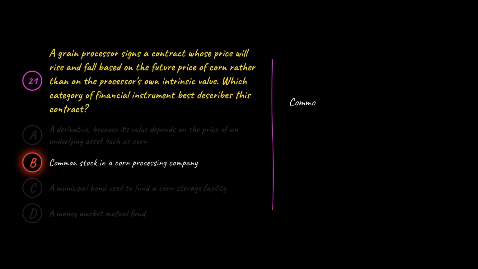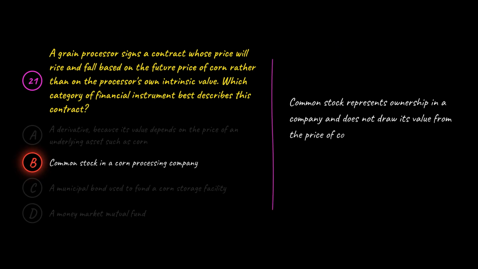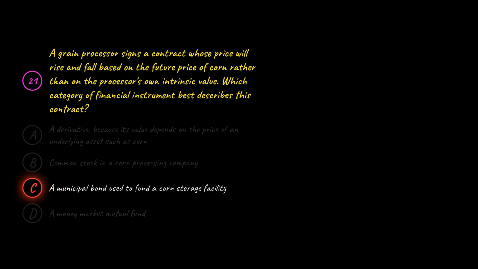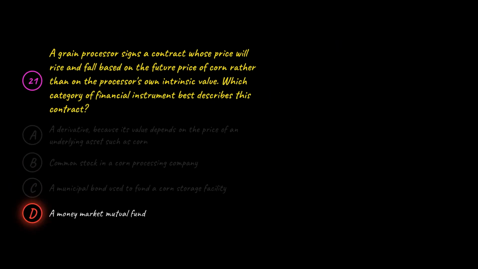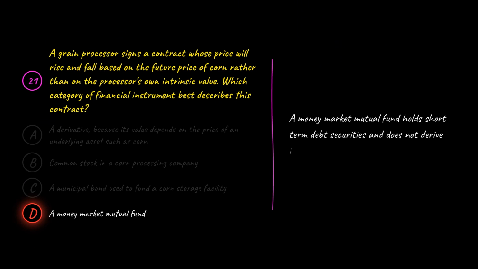B is wrong because common stock represents ownership in a company and does not draw its value from the price of corn directly. The price moves with company earnings and broader market sentiment. C is wrong because a municipal bond is a debt instrument backed by tax revenue, not a contract whose price moves with corn. D is wrong because a money market mutual fund holds short-term debt securities and does not derive its value from a commodity such as corn.